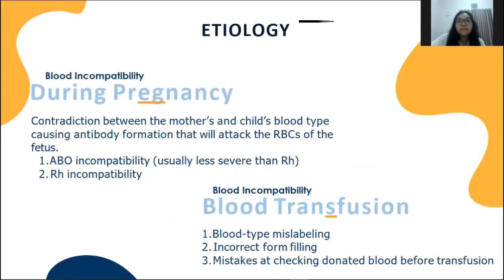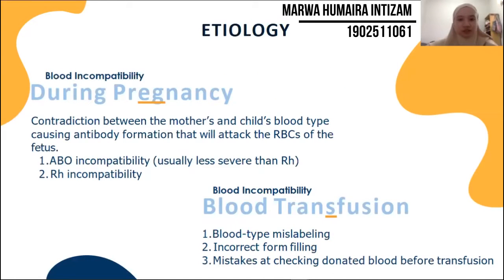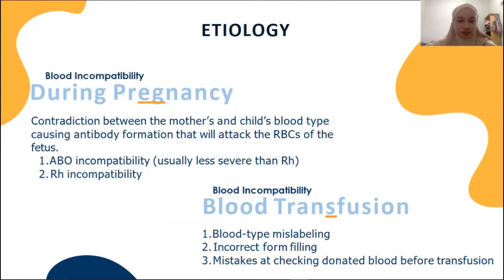Next. Blood group incompatibility can happen mainly during two phenomena, which are during pregnancy and blood transfusion. During pregnancy, it may happen because of the contradiction between the mother's and child's blood type, causing antibody formation that will attack the red blood cells of the fetus, which can result in ABO group incompatibility or rhesus incompatibility. Meanwhile, in blood transfusion, it is usually caused by errors in the procedure or before the procedure, such as blood type mislabeling, incorrect form filling by the donors or the receivers, and mistakes at checking donated blood before transfusion.